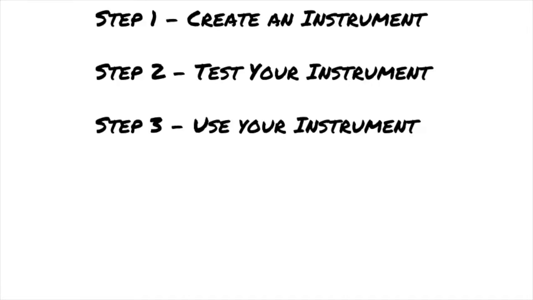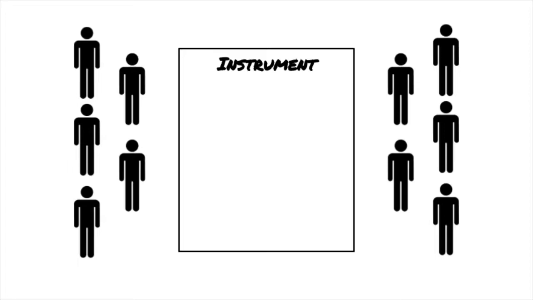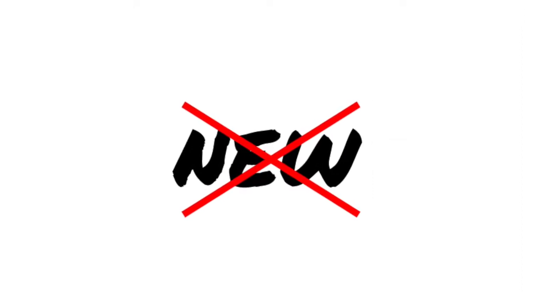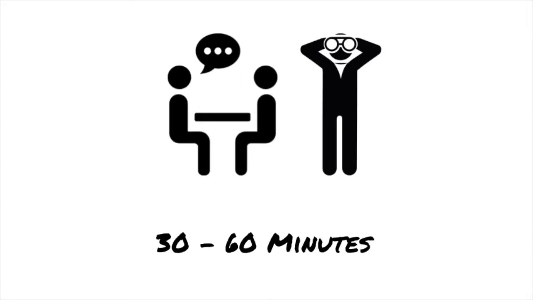Step 3. Use your instrument. Gather data from a reasonable sample of potential users, generally 10 or 20. The idea is to get to saturation, which means that you keep hearing the same thing from prospective users and you no longer hear anything new. These interviews and observations will generally take 30 to 60 minutes.